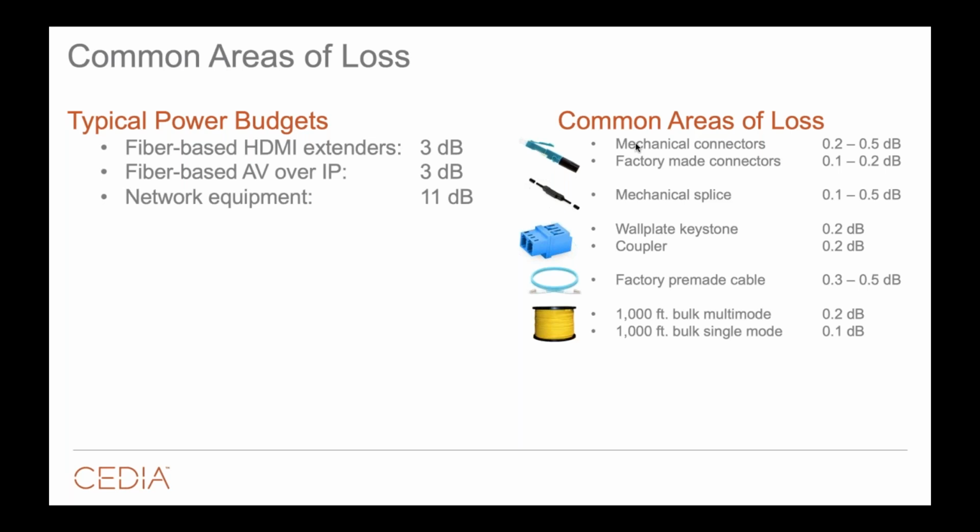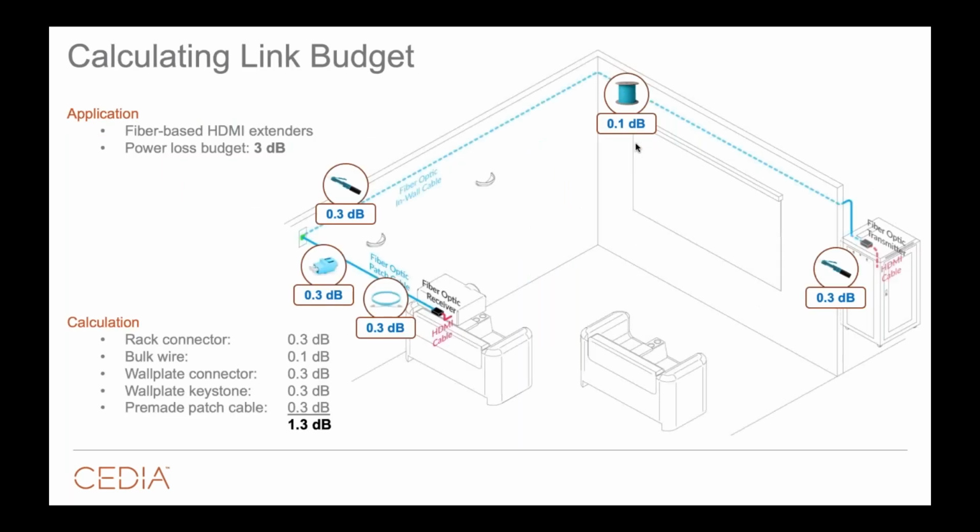Where does this loss come from? Well, actually, unlike the copper world, it really doesn't come from cable over distance. Again, we're dealing with glass, we're dealing with lasers. It comes from those splice points, whether it's a mechanical connector, these are the connectors that you snap on in the field, splices, wall plates, patch panels, all of these things are where your loss comes from.